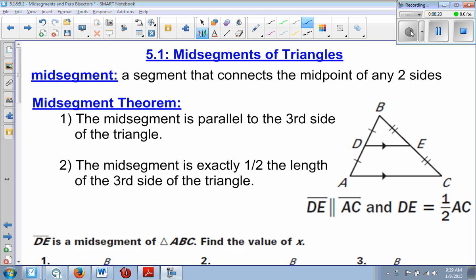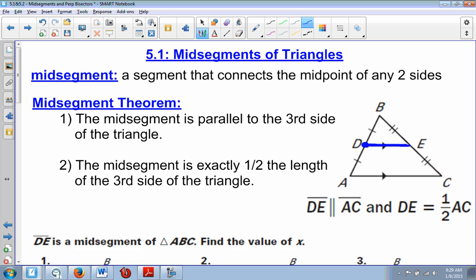So in the diagram that's given to you on the right-hand side, if you look at the line segment DE, it's considered a mid-segment because point D and point E are the midpoints of each of their sides. Notice that B to D and A to D are marked congruent. That means that D is the midpoint. Notice B to E and E to C are marked congruent, which means that E is the midpoint. The line segment that connects D to E is called a mid-segment because they're both midpoints.